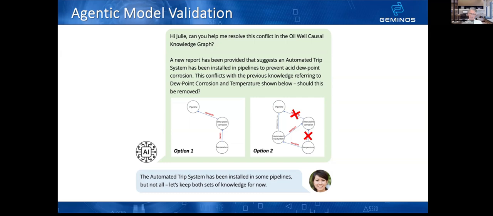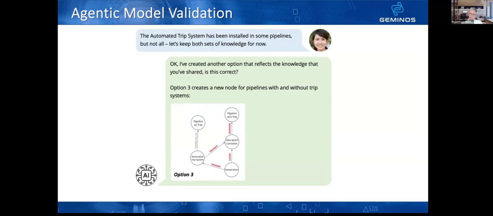The person is now interacting with the system, saying that it's been installed in some pipelines, but not all of them. So we need to give both sets of knowledge. Now the AI agent will make an attempt at addressing that problem and come up with a system that combines the two. It's basically created two different kinds of entities. It's split the pipeline into ones without the trip and ones with the trip. It's one way of addressing the problem.